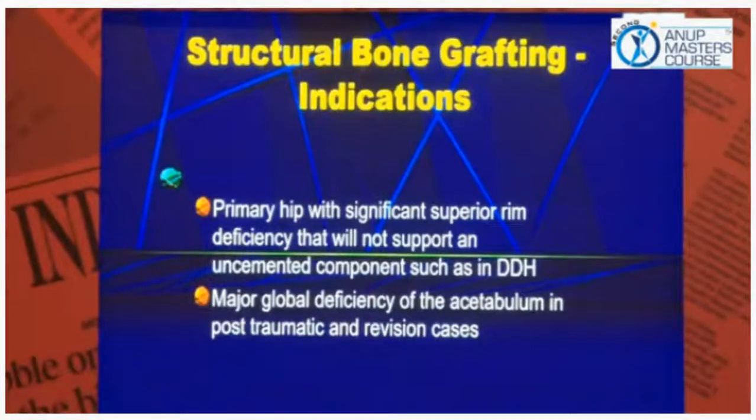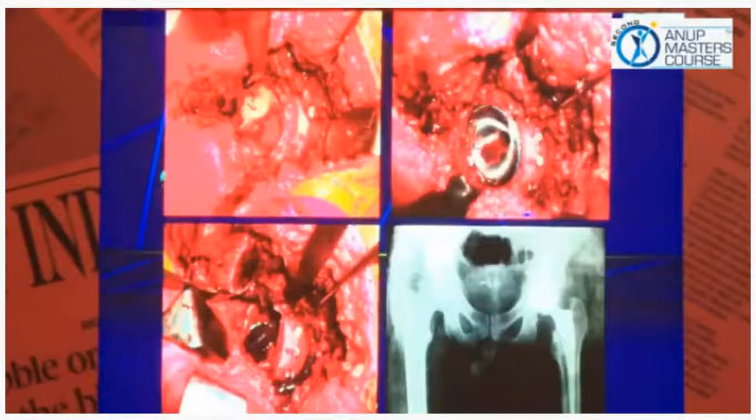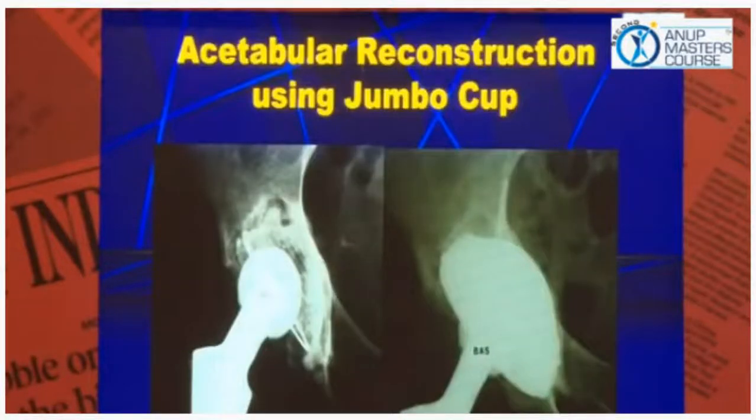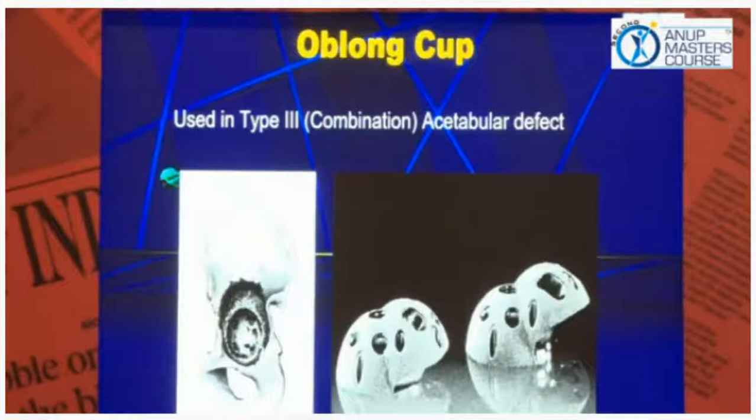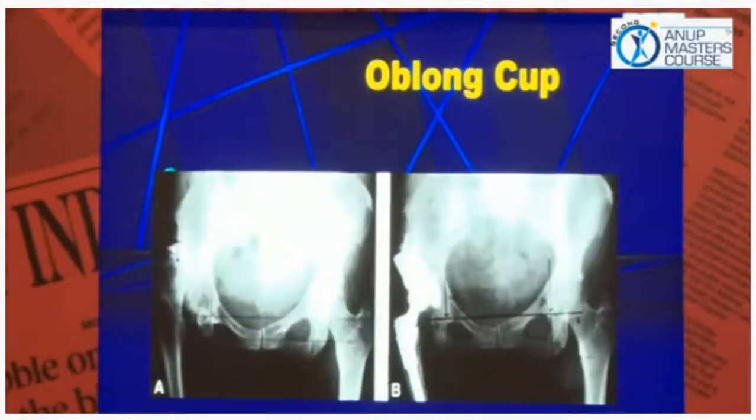An example here of a cemented reconstruction in a bone defect. Structural grafting, especially when there is a rim defect. An example here where this is of course a primary situation where the femoral head was used. In the revision, you can use an allograft, a femoral head allograft. Jumbo cups are also useful in treating loosening in the acetabulum with bone defects. The oblong cup is sometimes useful, especially if you have a superolateral defect.